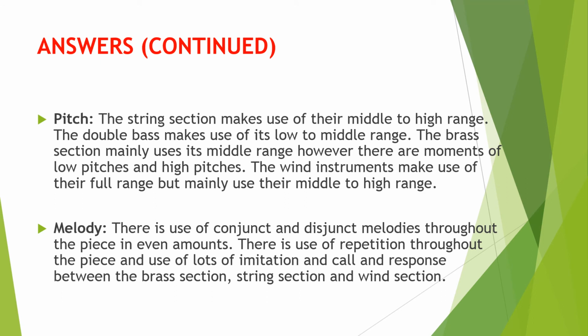The string section makes use of the middle to high range. The double bass makes use of its low to middle range. The brass section mainly uses its middle range, however, there are moments of low pitches and high pitches. The wind instruments make use of their full range, but mainly use the middle to high range. There is use of conjunct and disjunct melodies throughout the piece, in even amounts. There is use of repetition throughout the piece, and use of lots of imitation and chordal response between the brass section, string section, and wind section. Please pause the video now.